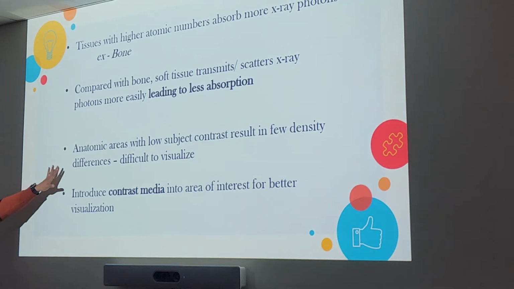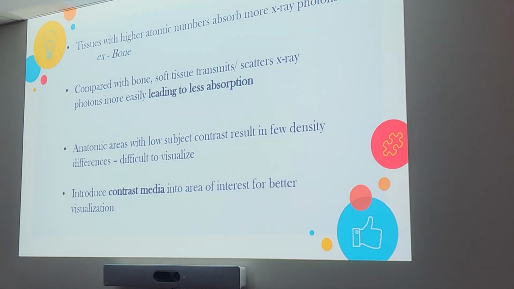So, anatomic areas with low subject contrast result in few density differences. What do I mean by that? If the density difference is not too much, the contrast will not be too much. Like the liver and pancreas, the density is not that much. So they have low subject contrast, right?